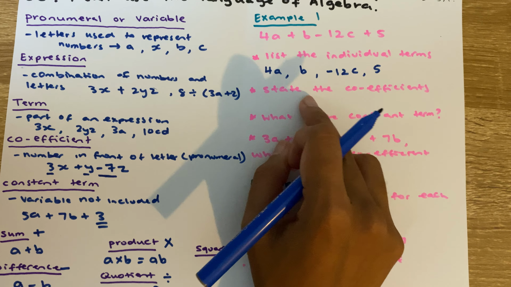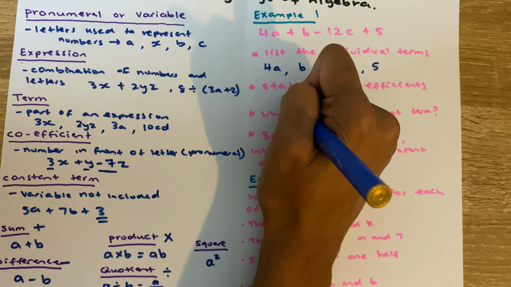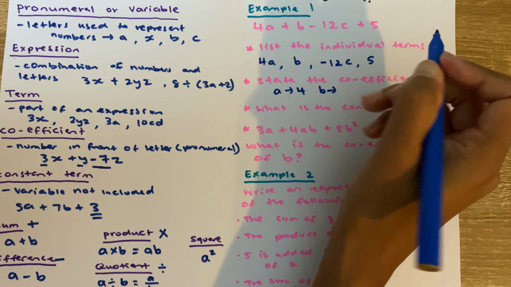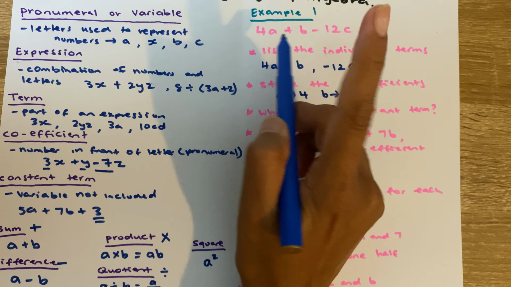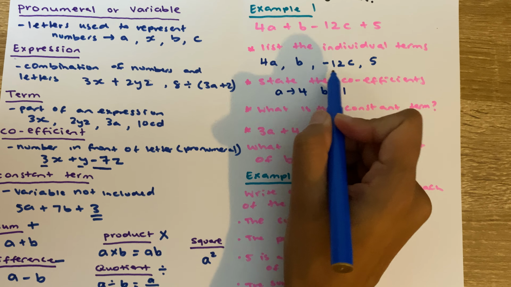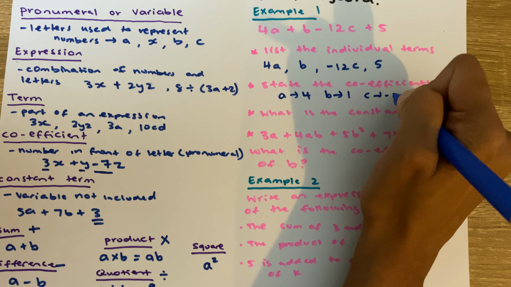State the coefficients. Okay, so remember the coefficient is the number that comes before the letter. So the coefficient of a is 4. The coefficient of b, remember if there's no number in front of it, we're going to remember that it's a 1. The coefficient of c, we're going to include the negative as well, so it's going to be negative 12.